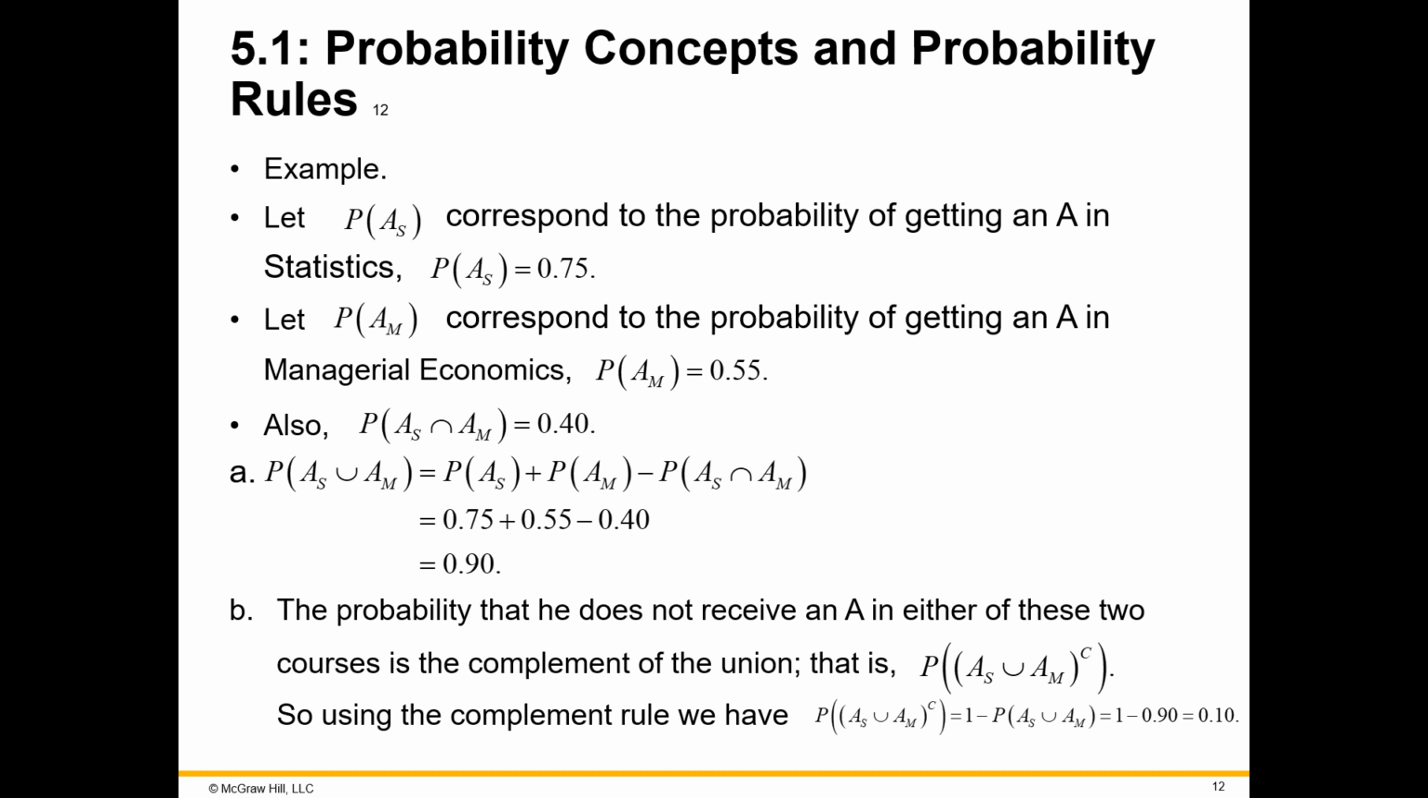Well, what's his chance of not getting an A in either of those courses? That's a big, scary looking formula right there. Don't overthink it. If there's a 90% chance that he gets an A in either one of the courses, well, by that complement rule, we determine that there's only a 10% chance that he doesn't get an A in either course, because either he's going to get an A in one of them or he's not. There are only two possible outcomes.